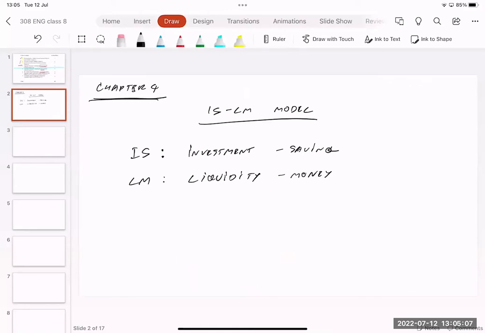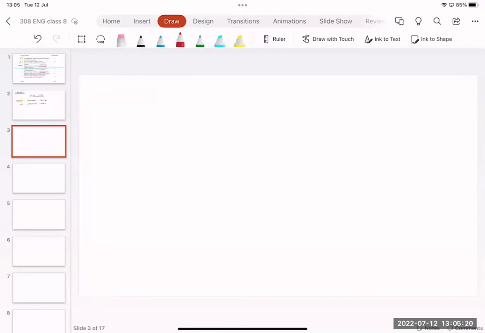Today we're going to talk about IS first. Before we talk about the IS curve, you need to know about the theory of the Keynesian cross, which is going to be the basis for the IS.